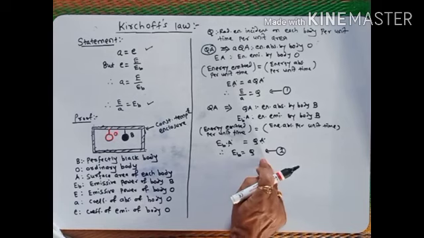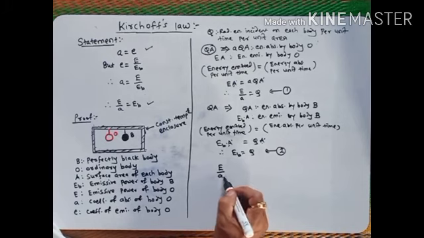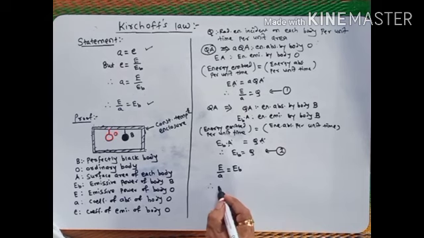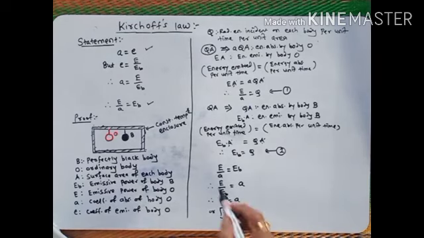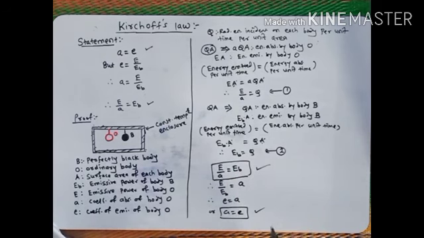Putting equation 2 in equation 1, we get E upon a is equal to EB, and therefore E upon EB is equal to a, or E upon EB means small e is equal to a, or a is equal to small e. This is the statement of Kirchhoff's law. This is also a statement of Kirchhoff's law. These two statements of Kirchhoff's law we have proved here.